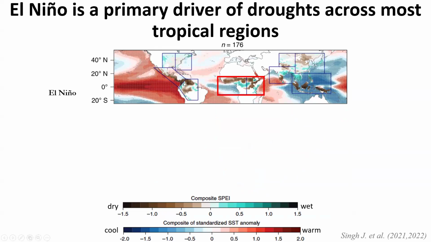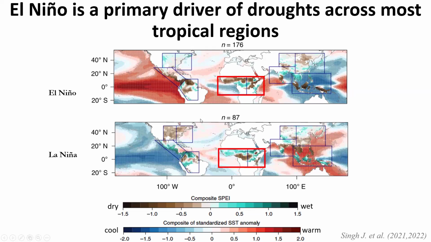In particular, if you look at all these regions that are colored in brown, those are areas where precipitation is typically lower during El Nino years. And so you can see during El Nino, Southeast Asia, parts of South Asia, parts of West and East Africa, and parts of South America all experience relatively dry conditions compared to normal.